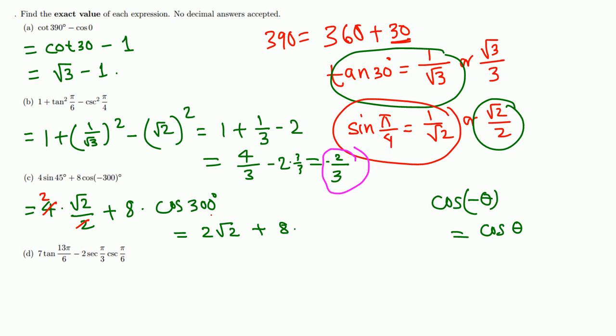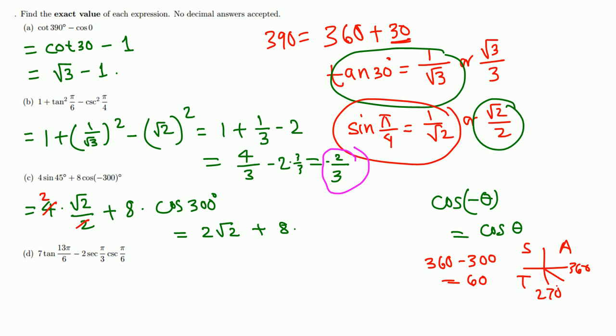For 300, if you have a unit circle, you can find the value of cosine 300. Otherwise, the reference angle is 300, a little bit less than 360. So 360 minus 300 is 60. So the reference angle is 60, and 300, that's 270, 360, somewhere here, fourth quadrant.